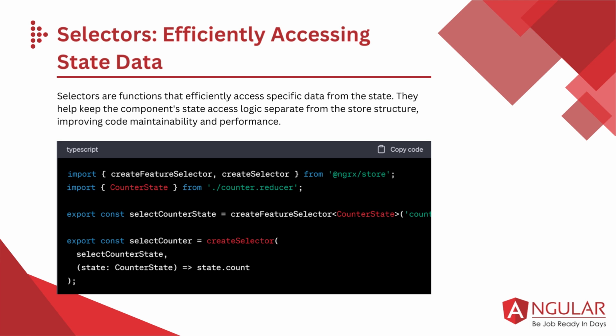Unidirectional data flow. The data flow in the NgRx Store follows a unidirectional pattern where actions trigger state changes and reducers handle those actions to produce a new state. Pure functions reducers. Reducers in NgRx are pure functions that take the current state and an action as input and return a new state. They don't have any side effects and should produce the same output for the same input.